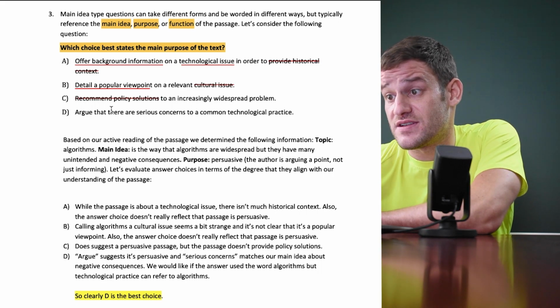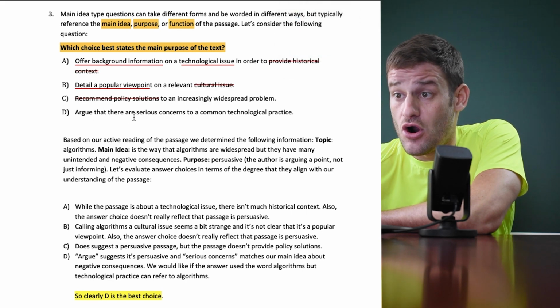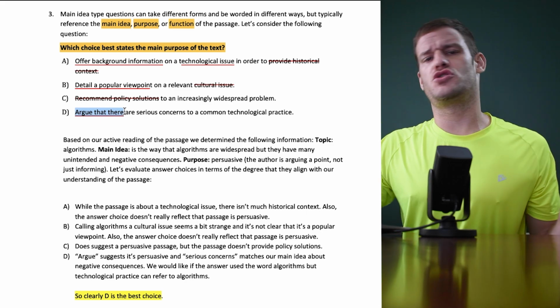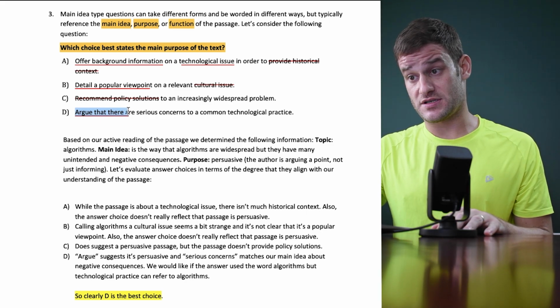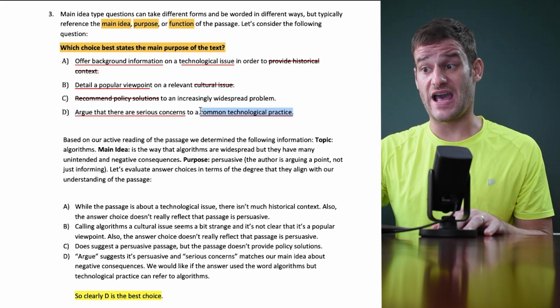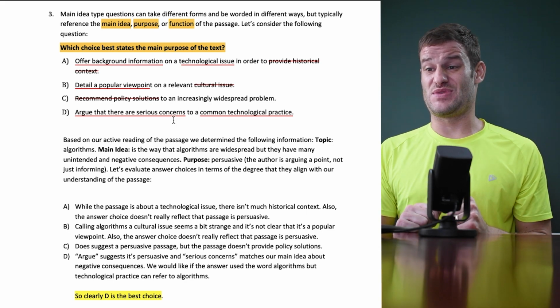D, argue that there are serious concerns to a common technological practice. Okay, it's arguing. Yes, it's persuasive. Again, if this was an informative passage and you had a verb that said argue, you would eliminate. But in this case, that works. Serious concerns, yes, to a common technological practice. That could be using algorithms. So yeah, you go through, you do your elimination. D does seem the best.